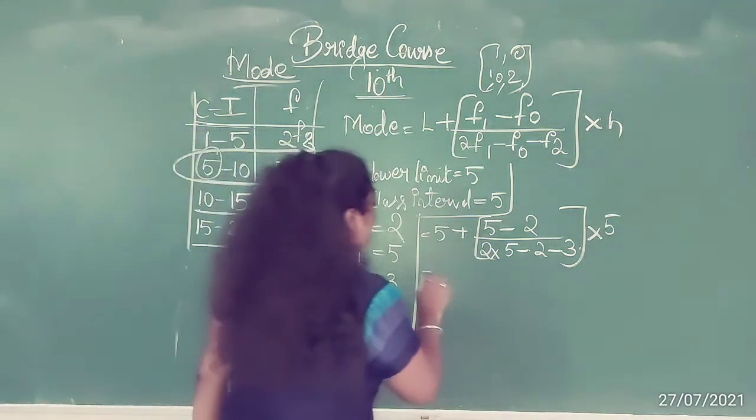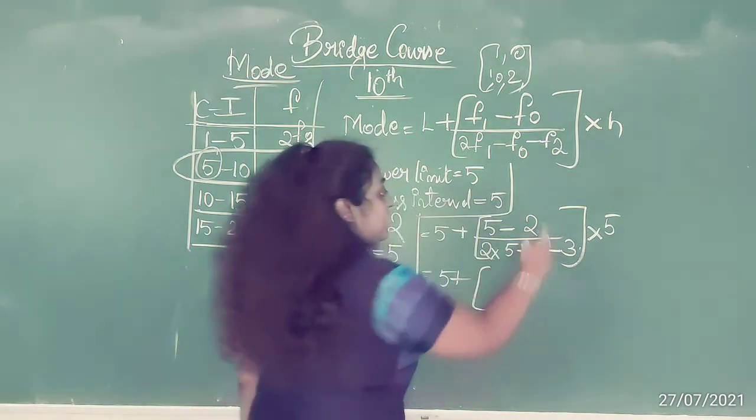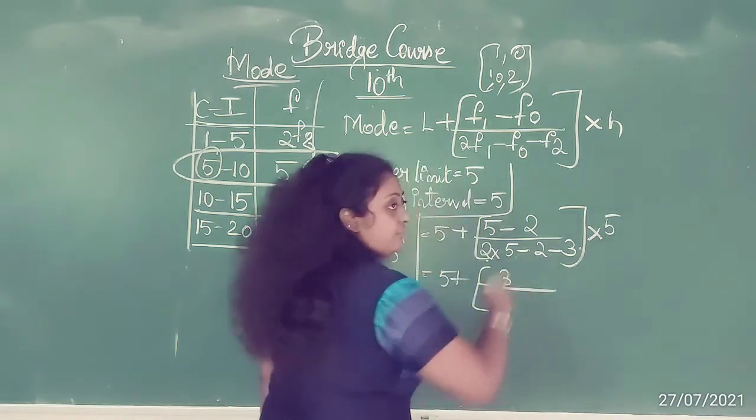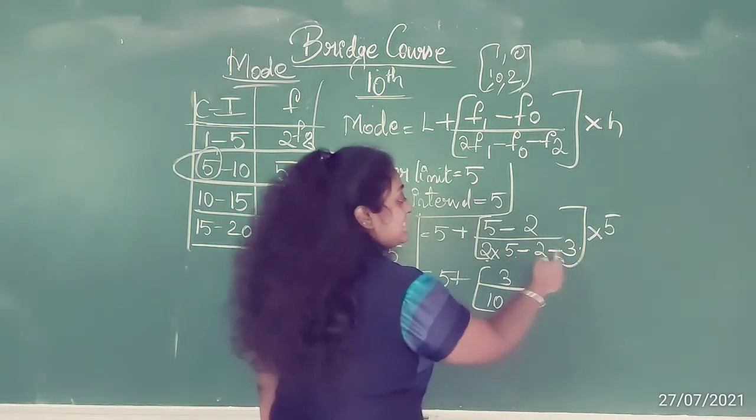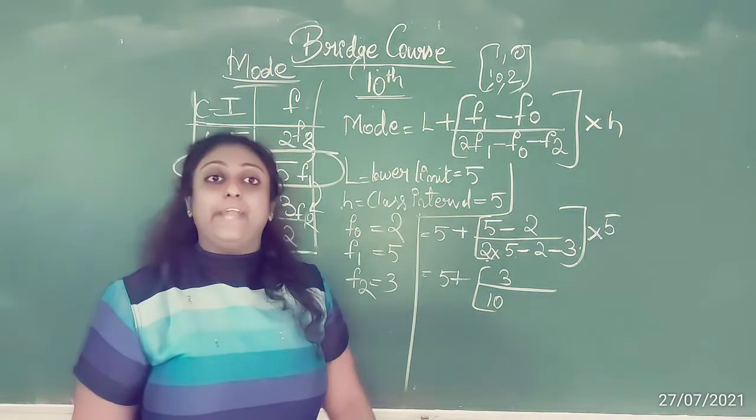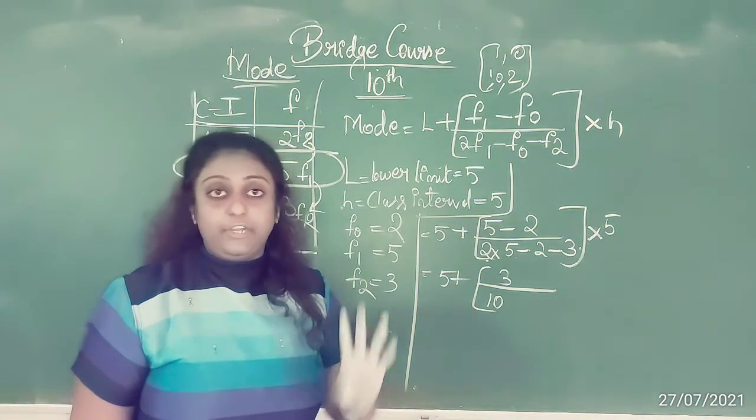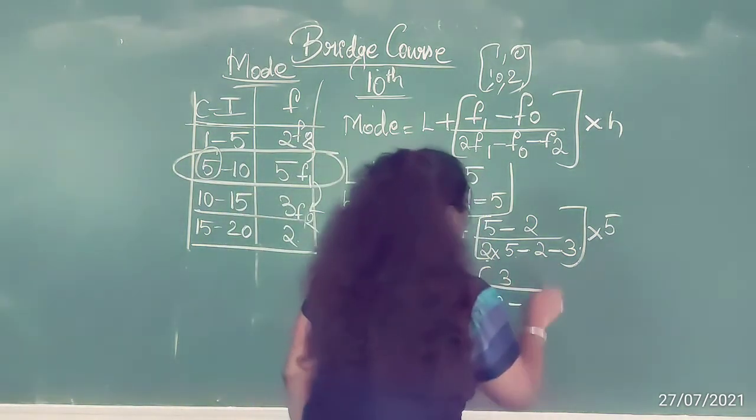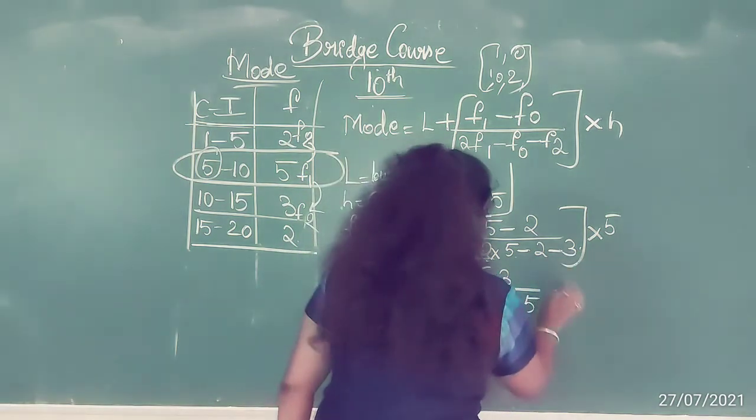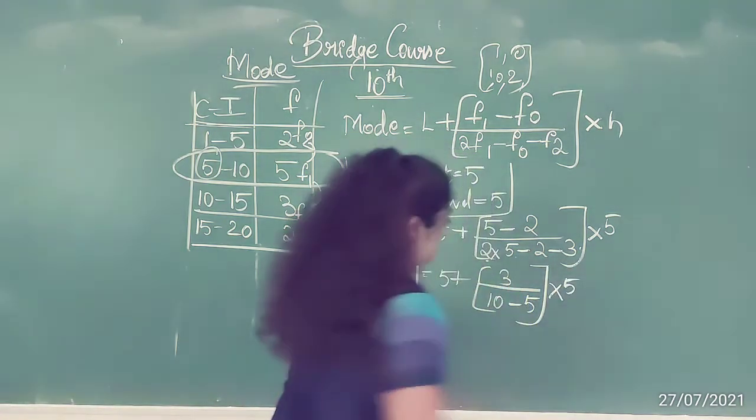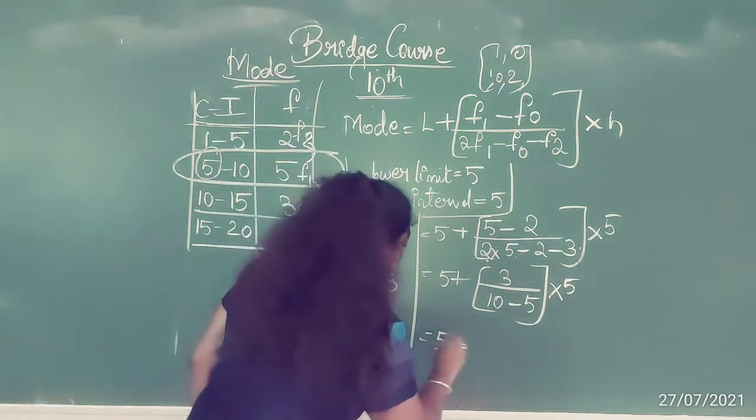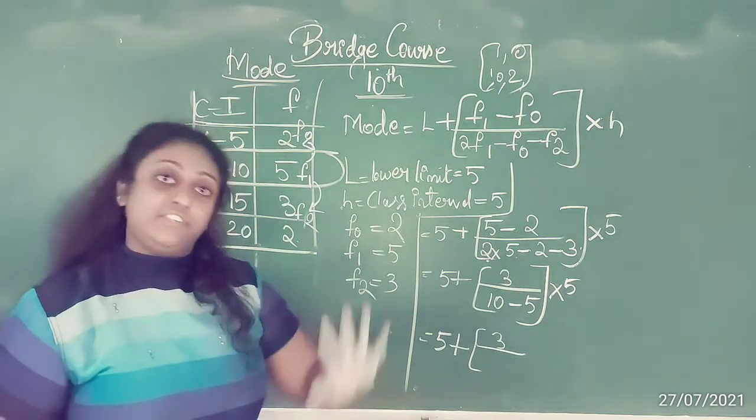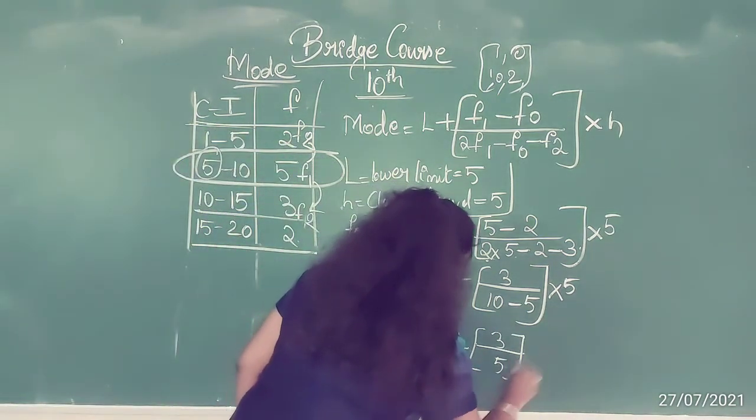Now next step. 5 plus, now 5 minus 2 is 3, so you write that 3 here. 2 into 5 is 10. 10 minus 2 minus 3, you are supposed to add the two numbers and put the greater number's sign. The greater number is 3 and the sign there is minus. 2 plus 3 is 5. So 10 minus 5 is again 5, then into 5.